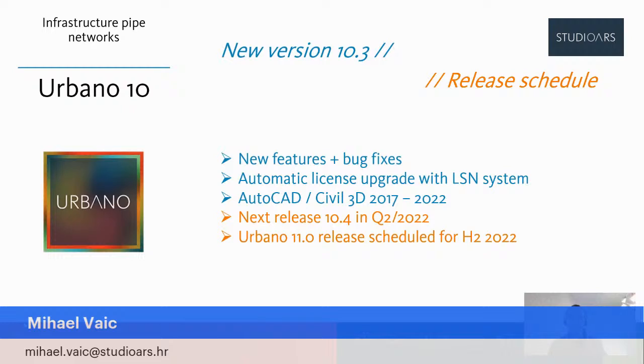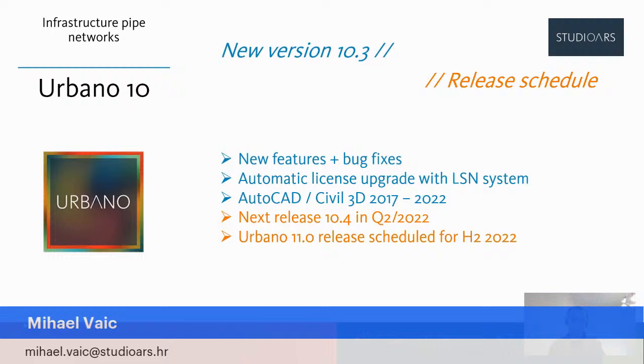So regarding the license, everybody that's already on the new licensing system, the LSN system as we call it, will get an automatic license upgrade. So you don't need to do anything, you just need to install the new version. Everybody that's still on the old system, you need to get in touch with us or with one of our partners because you will need a new license.